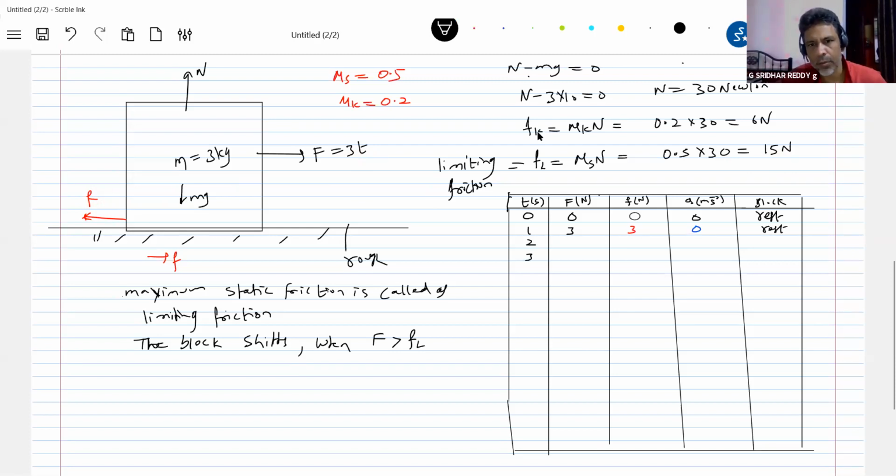So let me take 2, 3, 4 till 4. Now, what is the applied force? Let me put it 6 Newton, 9 Newton, 12 Newton, 15 Newton. Let's analyze. Let's analyze the friction here now.